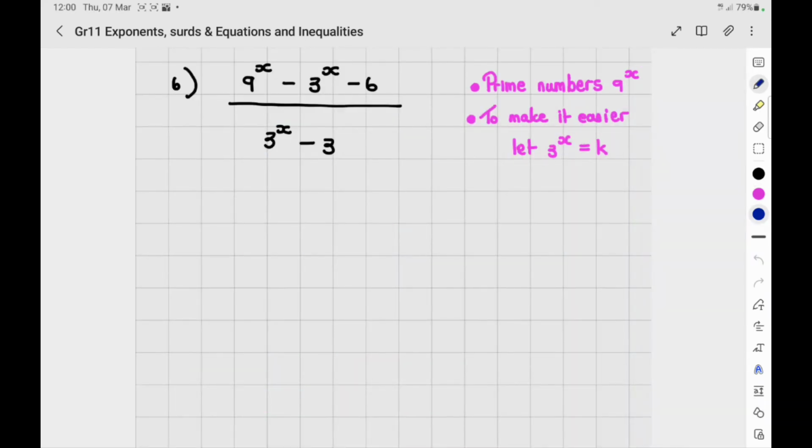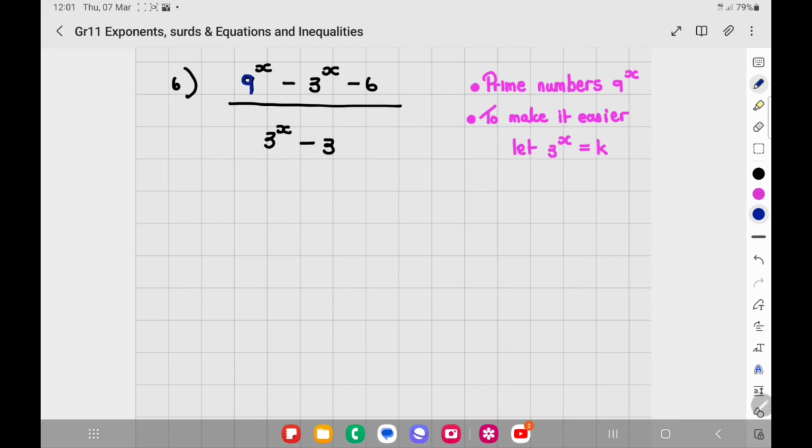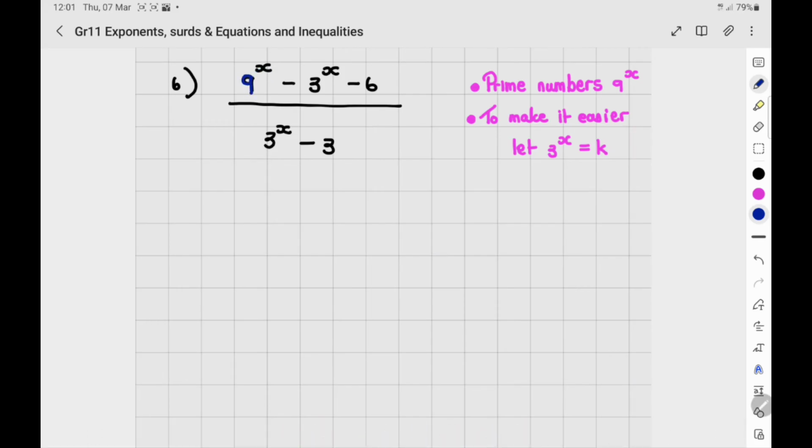Here with number 6, you can see that we've got 3 terms at the top and 2 terms at the bottom. So we have to make it one term to simplify as the original instruction. So we want to use factorization. So first steps first, we need to break down anything that has an x attached as an exponent. We need to break down into a product of its primes. So the 9 will become 3 to the power 2x. That 2 pushes up and multiplies with the x, minus 3 to the power x minus 6.